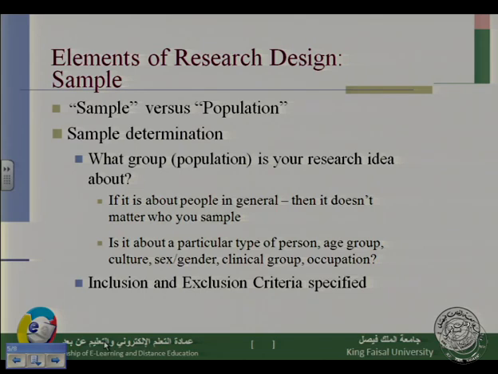Inclusion and exclusion criteria specified. Yes, again, you need to specify why you included these samples and why you excluded the other samples. All of these you need to specify, and you need to be clear about them. You must mention this in your research, or before, you need to decide about the criteria so you can select your sample.